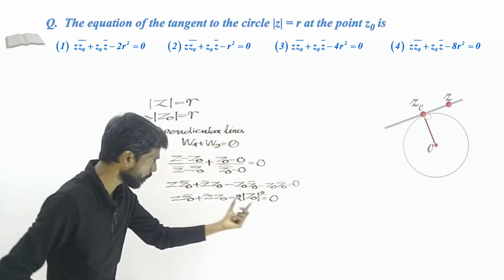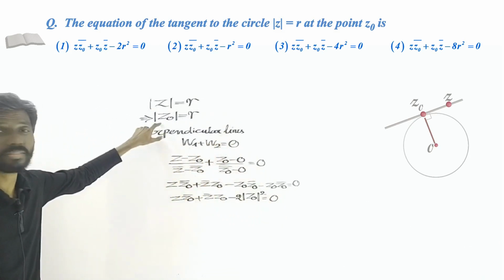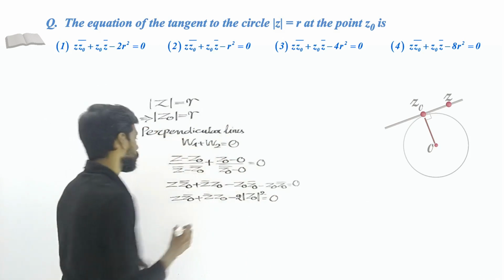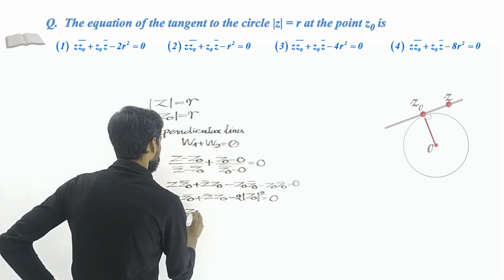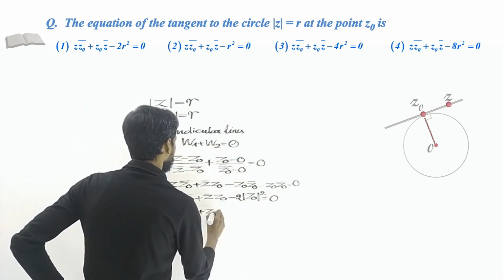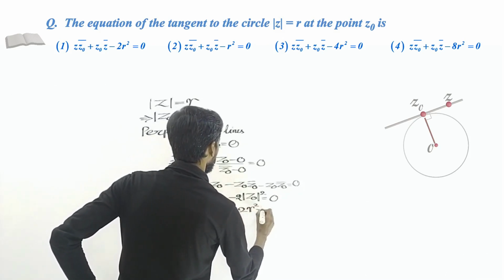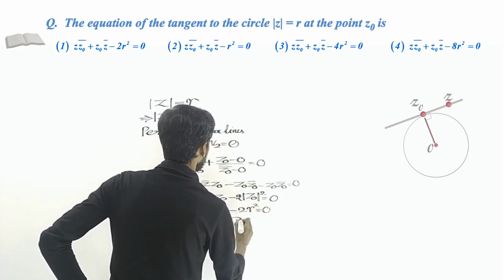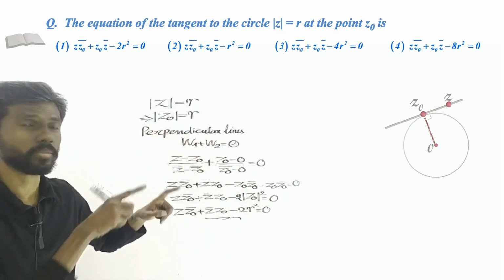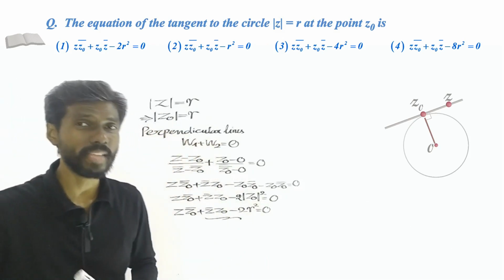Okay, done. But what is mod z0? That we have already written. That is r. So this can be written as r z0 bar plus z bar z0 minus 2r square equals 0. So that is the required equation of that straight line, which is a tangent to the circle at that point z0.